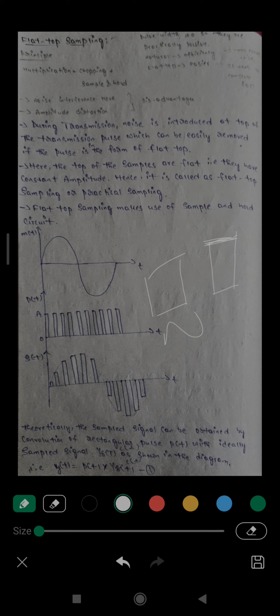Here I wrote that only during transmission, line noise is introduced at the top of the transmission pulse, which can be easily removed if the pulse is in the form of flat top.